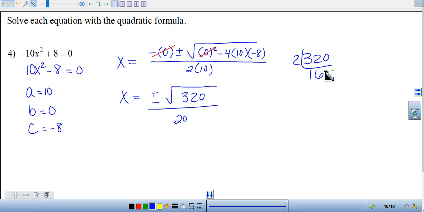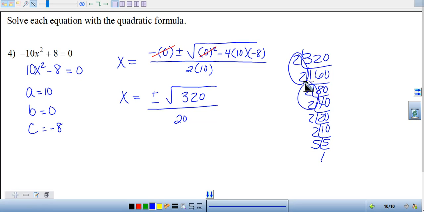2 goes into 320, 160. 2 into 160, 80. 2 into 80, 40. 2 into 40, 20. 2 into 20, 10. 2 into 10, 5. And 5 into 5, 1. So what comes out? I actually have 3 2's that come out. When they multiply together, 2 times 2 is 4, times 2 is 8. So I've got plus or minus, I have an 8 on the outside, and only the 5 remains inside. And this is over 20.